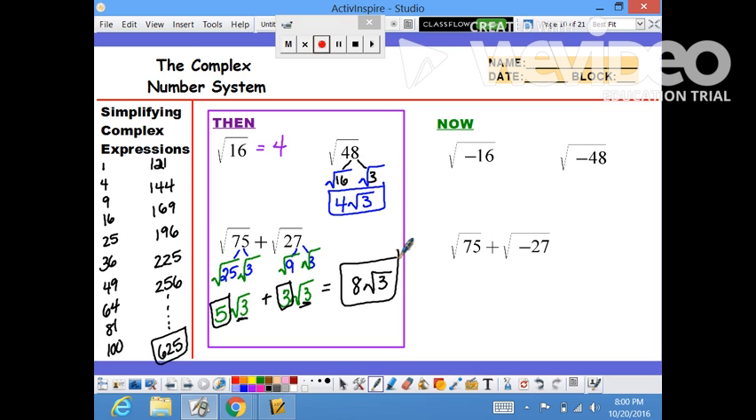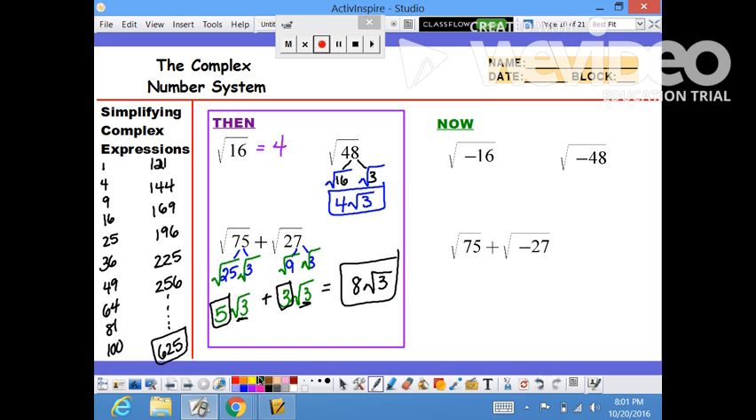Well, that was then. This is now. The only difference with now is that back then, you were told that you could not take the square root of a negative number. And that's true if we're looking at the set of real numbers, hence the real number system. But now we're in the complex number system. In order to take the square root of a negative number, we had to go through a different number system to simplify this expression. And now we can.